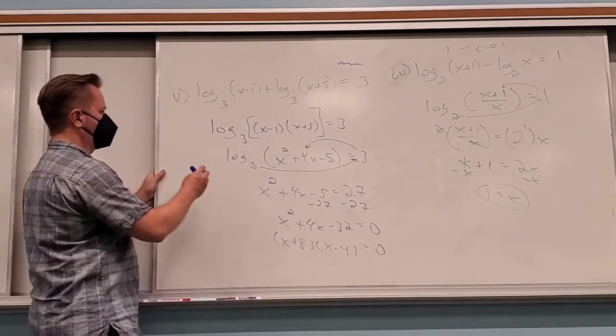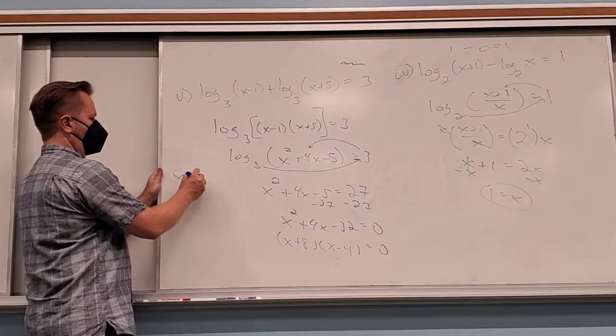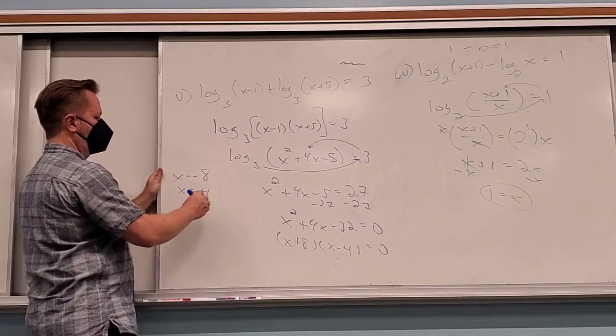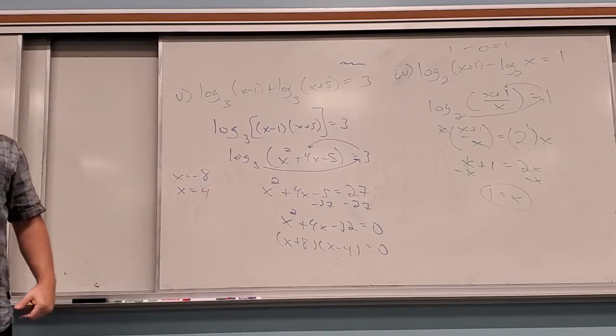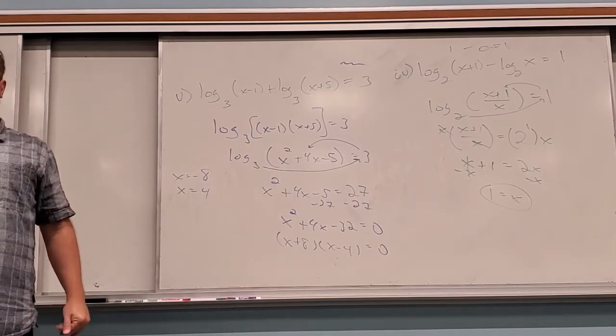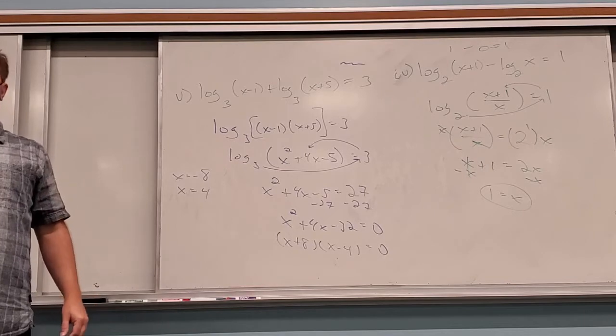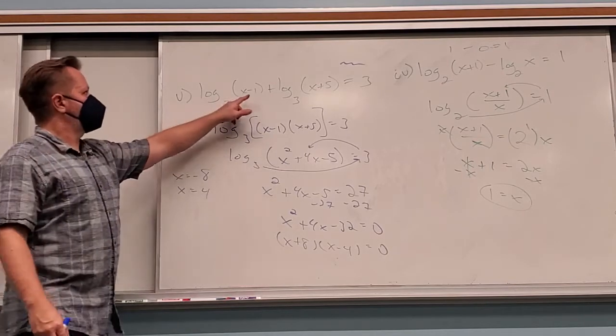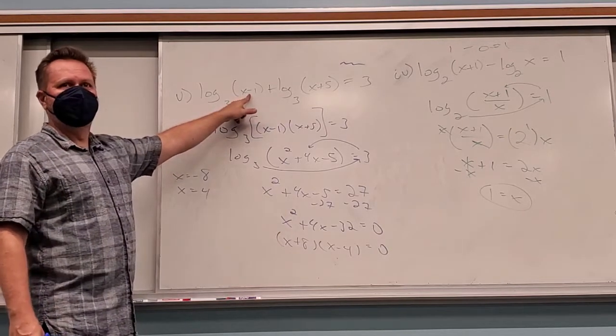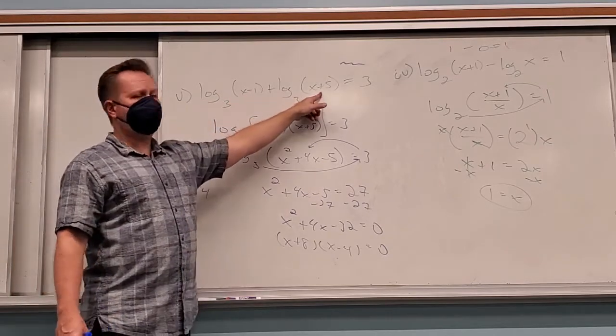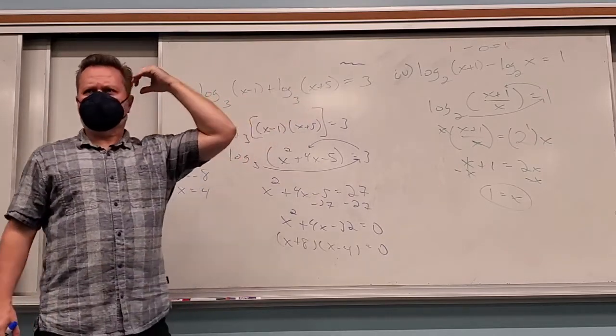So what are your two answers that you get? X is negative 8 and positive 4. Now right off the bat, which one of those do we have to throw out? For sure, negative 8. Doesn't negative 8 make that negative? And it makes that negative too? You guys with me? Yeah.